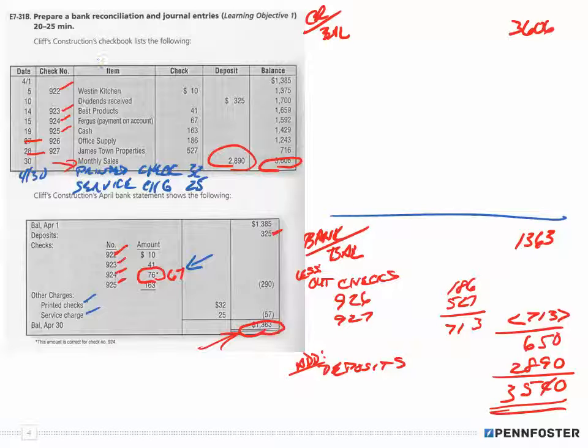Remember, they're not in the check register, so I have to write them into the check register. But when I'm doing the reconciliation itself, I'm just looking at the reconciliation, so I'm going to make this just print check. That's a deduction of $32 because it's money coming out, and I have a service charge of $25, so that's money coming out.